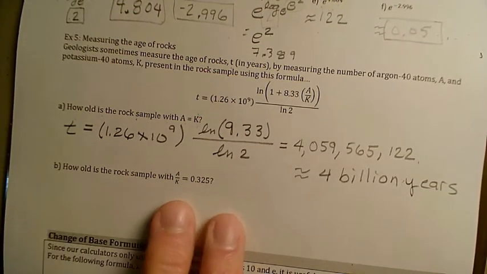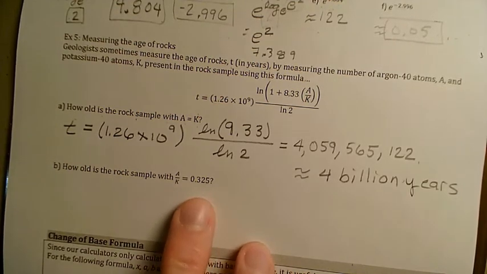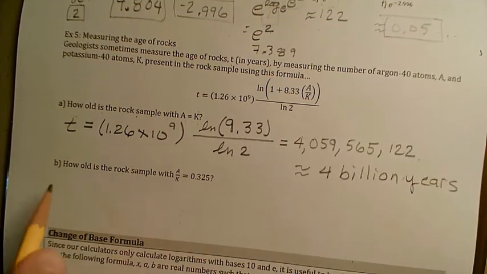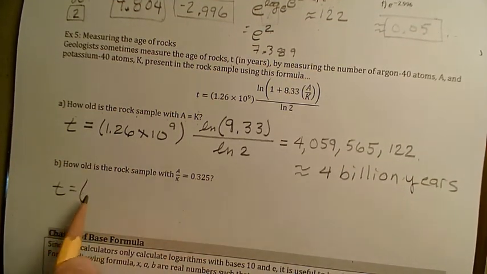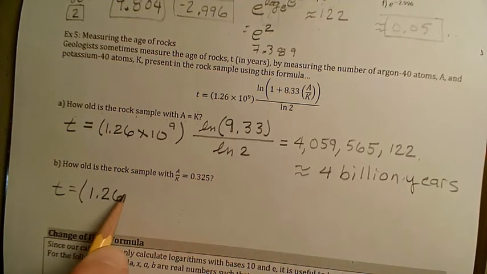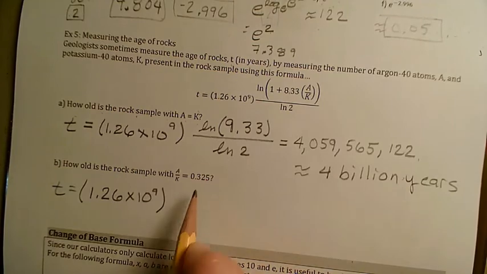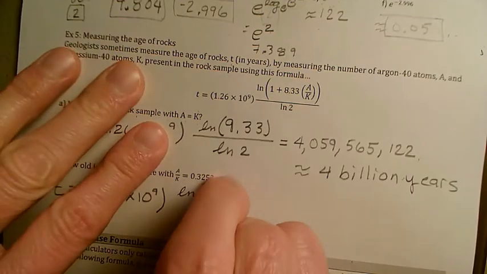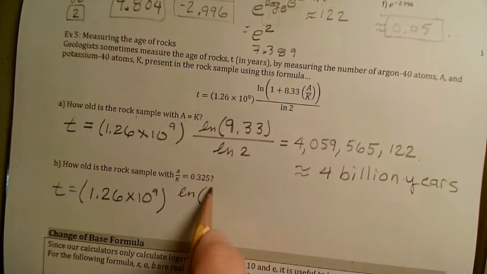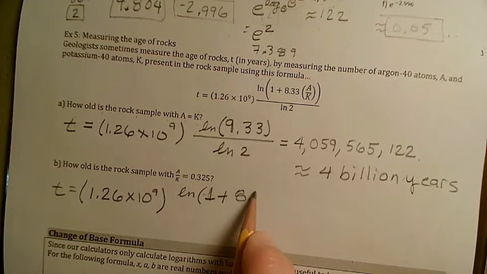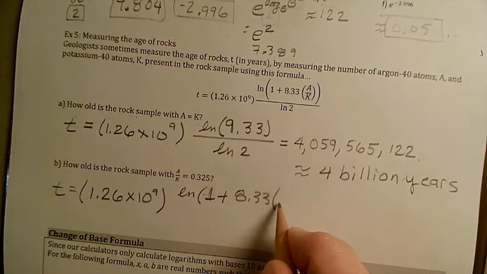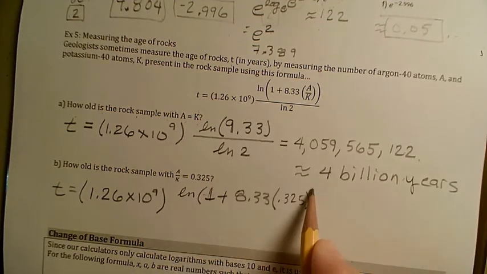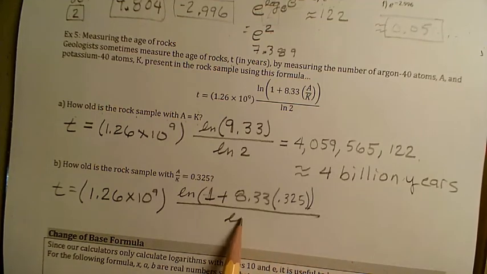All right, and so now we're kind of looking at reverse, they're using the same kind of thing, but now they're giving us the ratio. So the ratio is closer to 1/3 rather than 1. So the same thing. We kind of simply just put in the same thing, 1.26 times 10 to the 9th, and then the natural log, 1 plus 8.33 times the ratio was 0.325, and then over the natural log of 2.